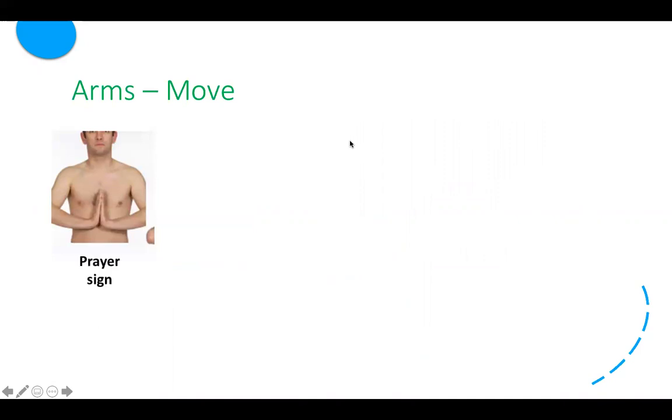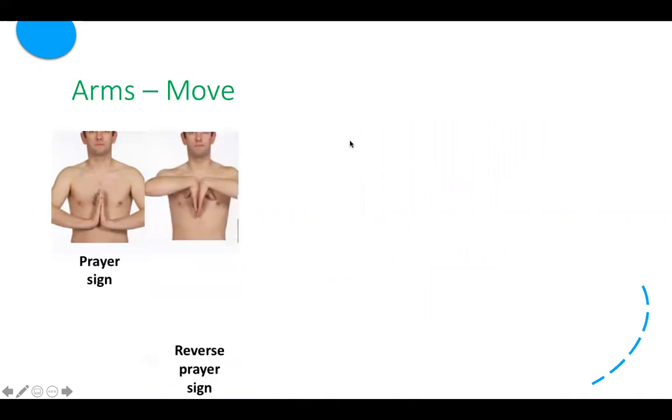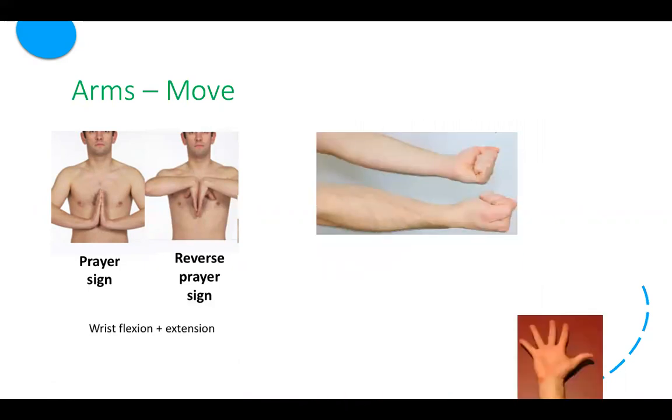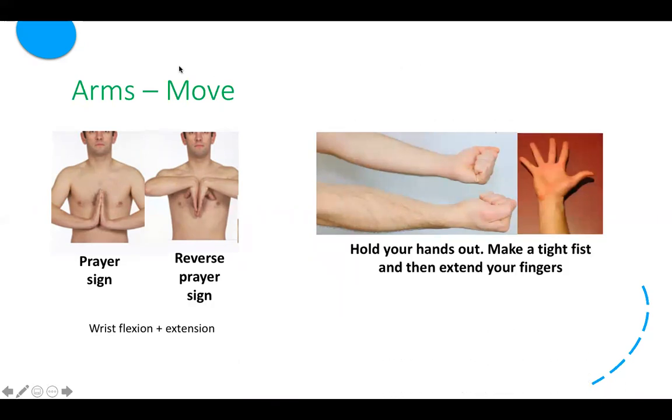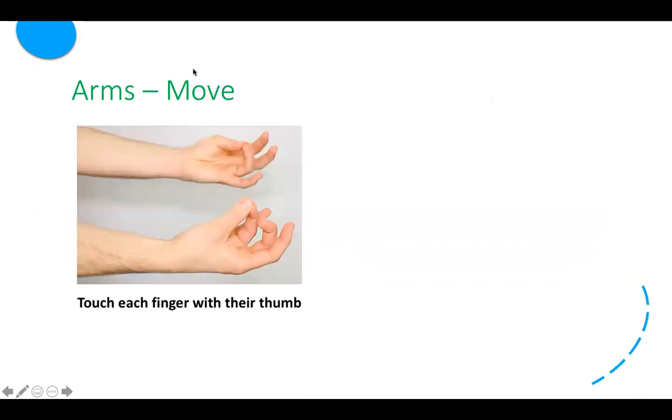Okay, then you want them to make a prayer sign and a reverse prayer sign. With that, you're just testing wrist flexion and extension. Next, ask them to hold the hands out, make a tight fist, and then extend their fingers. With these movements, you're testing finger extension and flexion, and also the general power grip. And then you want to ask them to touch each finger with their thumb, and you're basically testing any precision grip.